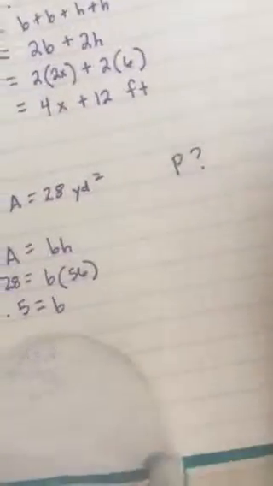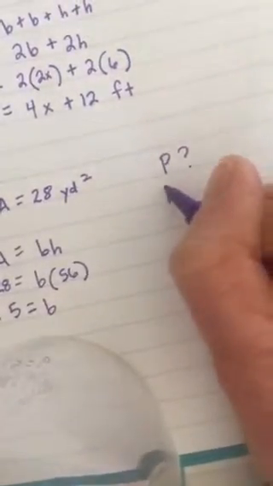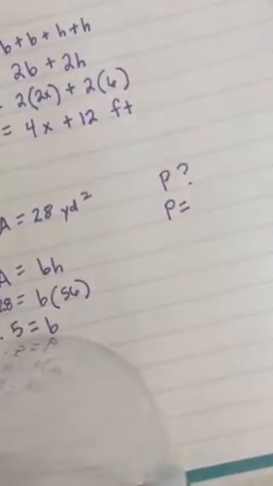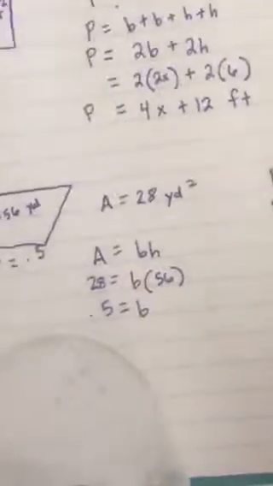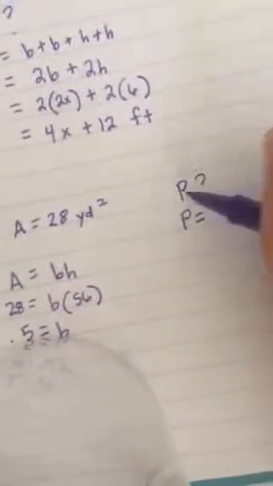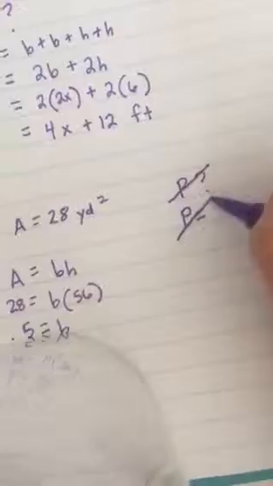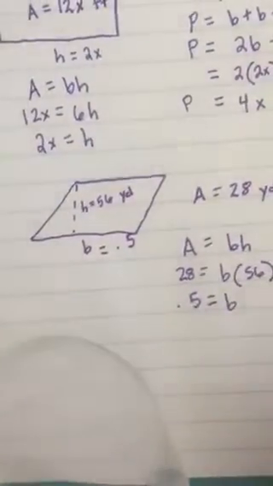Now, to do our perimeter, of course, we're just going to find, oh, I'm sorry, we were not asked to find perimeter here. Y'all forgive me. We were only asked to find the base. So we're done. Base equals 0.5.